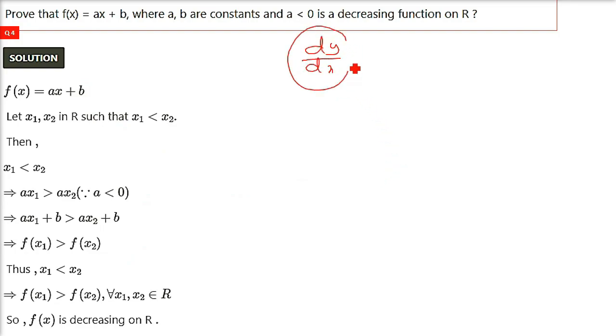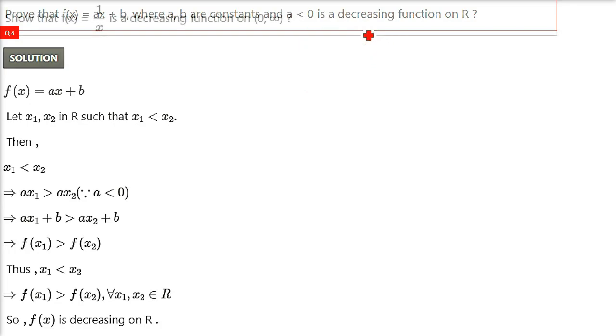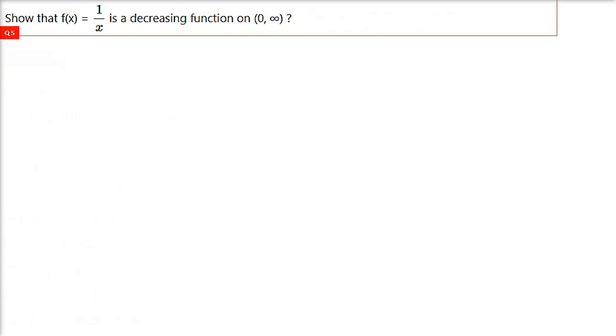Please remember to put a less than sign properly because that is the core. dy by dx you don't have to use. People have been solving these with dy by dx, but this exercise doesn't need dy by dx or differentiation. Show that f(x) = 1/x is a decreasing function on 0 to infinity. Now this f(x) is 1/x, and it is saying that it is a decreasing function on 0 to infinity.